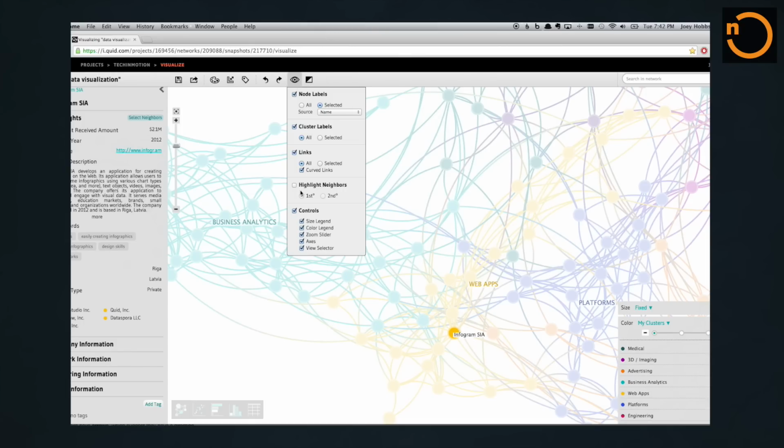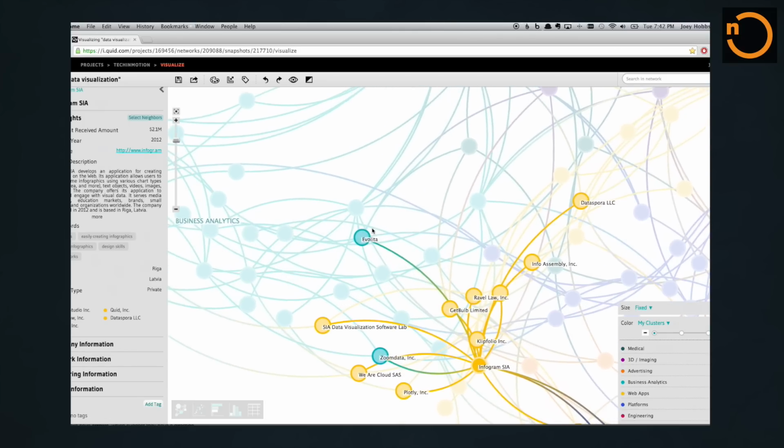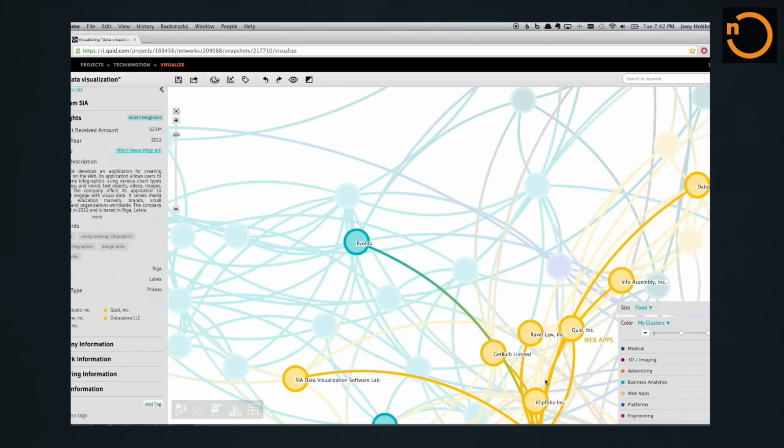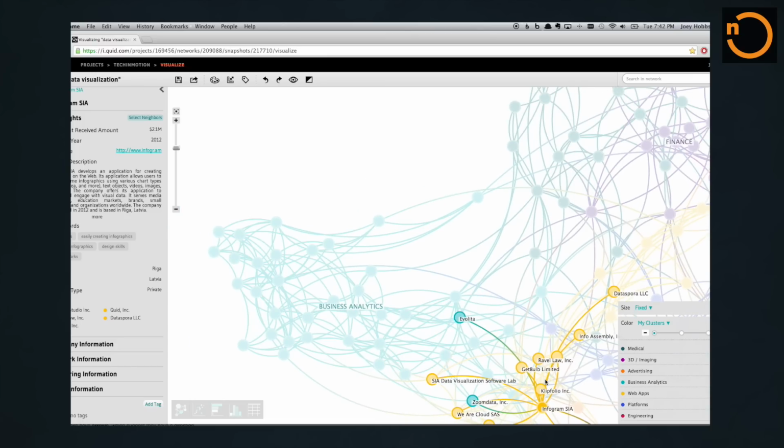If I show the first neighbors, this will just highlight the first set of neighbors for Infogram. And surprise, surprise, Silk shows up, which is great. And if I zoom in a little bit more, so the label shows up, Quid's actually right there as well. So I didn't do any fudging of the data. This actually came up with them both connected. So that was very promising as I prepared the demo yesterday.